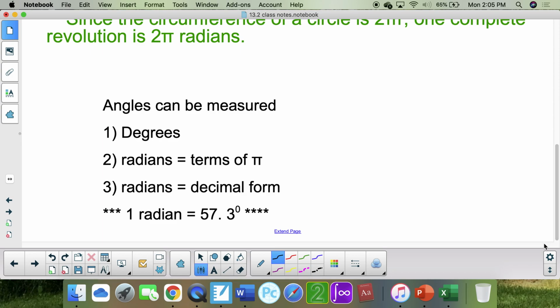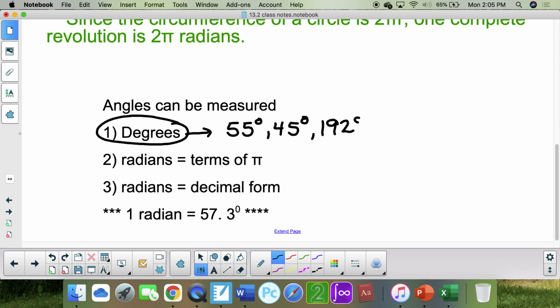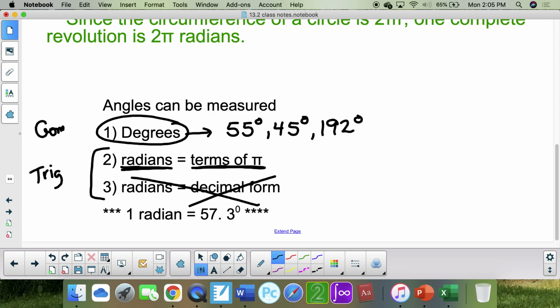Okay, so angles can be measured 3 different ways. In geometry, you measure in degrees: 55 degrees, 45 degrees, 192 degrees. That's what you learn in geometry. When you get into trig and calc, you're going to measure in radians. A radian is in terms of pi. We're not going to learn this part; we'll learn that in trigonometry.